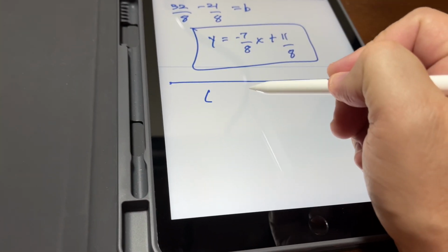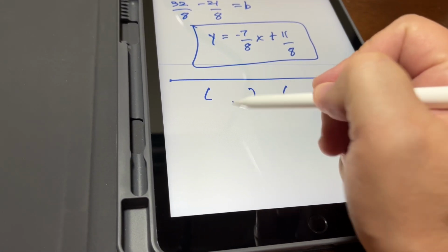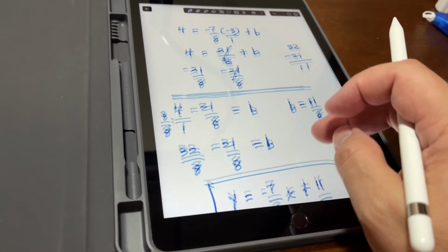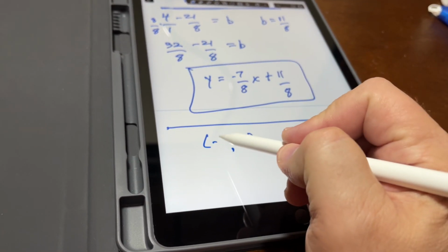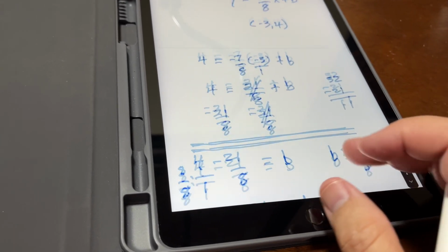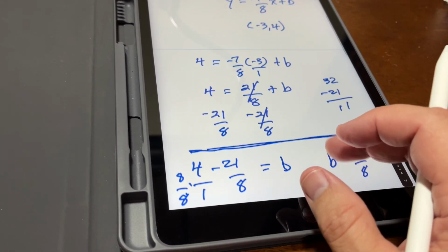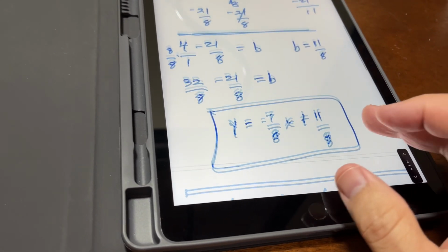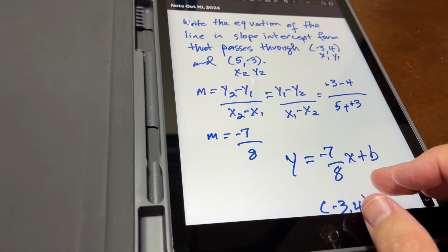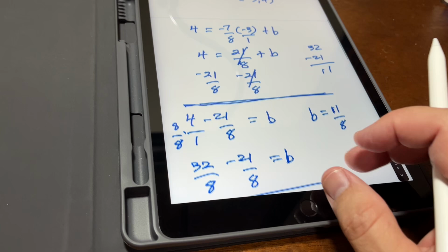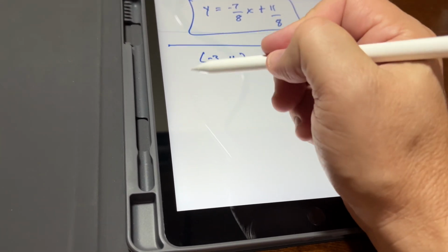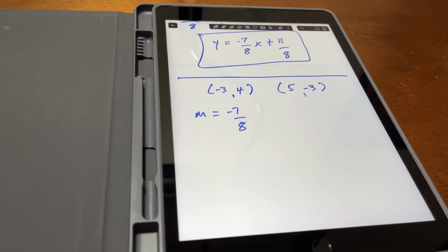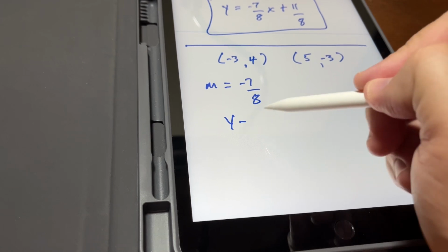I'm going to write these points down here because I don't want to have to keep going back up to the top every single time. So the points were negative 3, 4, and 5, negative 3. Now, you're going to calculate the slope the same way, so I'm not going to redo that. The slope was negative 7/8, and you do that exactly like we just did it. But this time, I'm going to use point slope form.